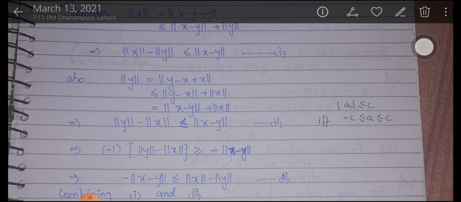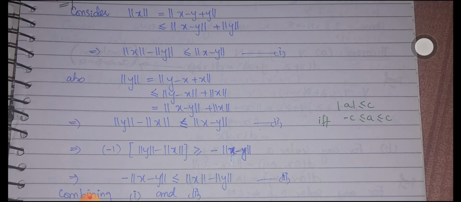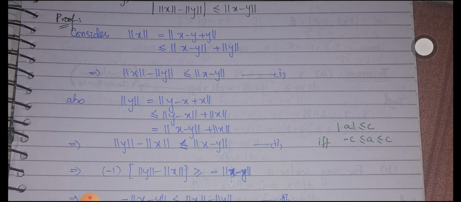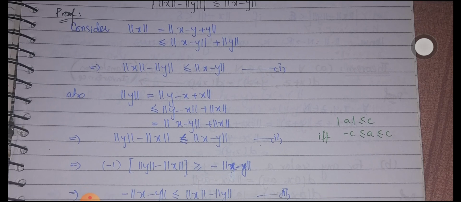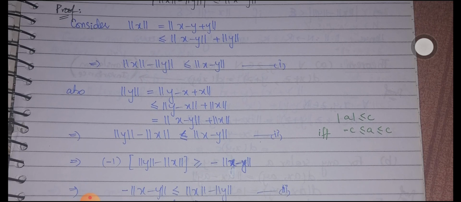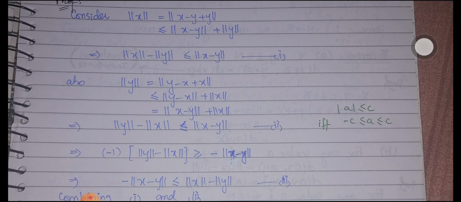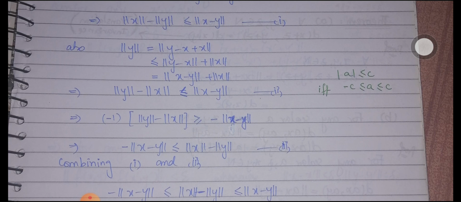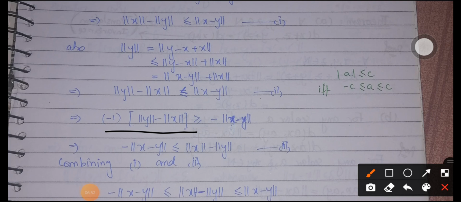Now if I multiply minus 1 on both sides, what I will have is: negative of norm of y minus norm of x is greater than or equal to negative of norm of x minus y. We have just multiplied minus 1 on both sides of this inequality, and here we get the other inequality: minus norm of x minus y is less than or equal to norm of x minus norm of y, because multiplying by minus 1 changes the sign of the expression.